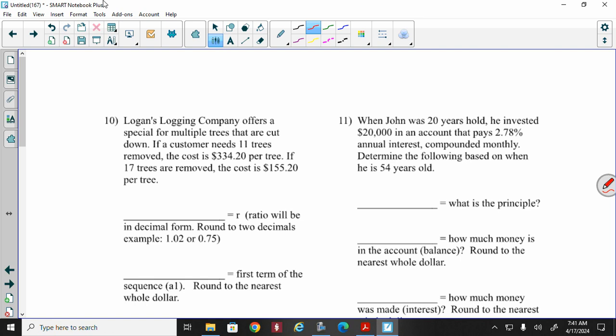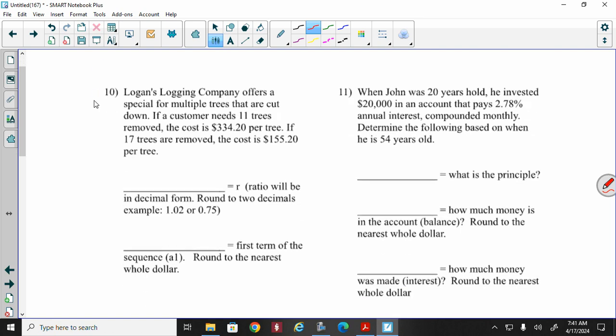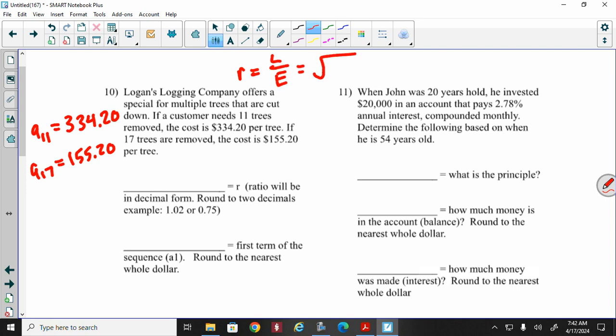All right, Logan's Logging Company offers a special, y'all have seen this several times, so A of 11 is equal to 334.20, and then it says A of 17 is 177.20. Now we're trying to find r. Remember, finding r means we're taking the later term, dividing by the earlier term, and then we're going to root, okay? So the later term is 155.20 divided by 334.20. Do the math, you're going to get an ugly decimal.